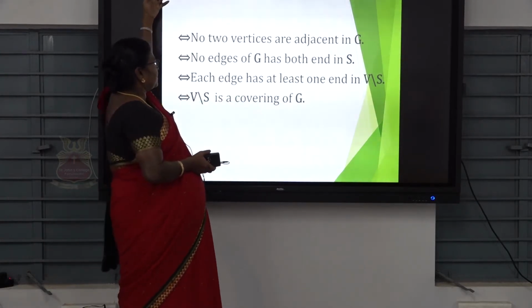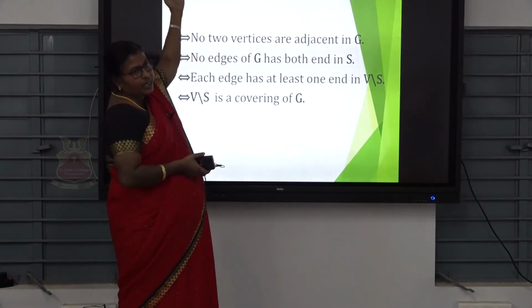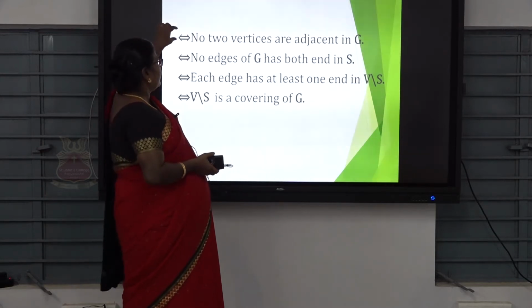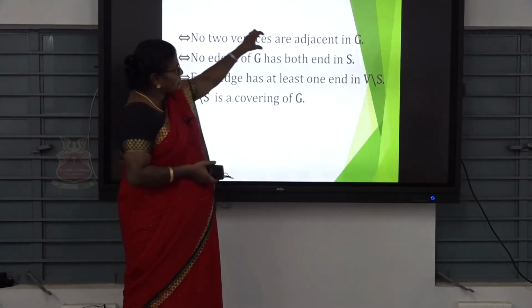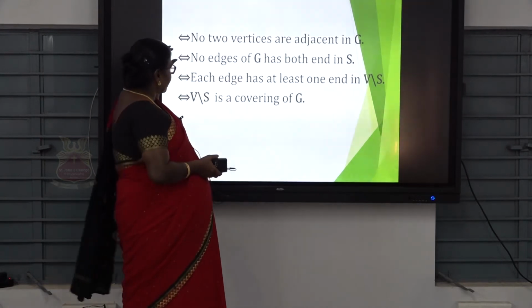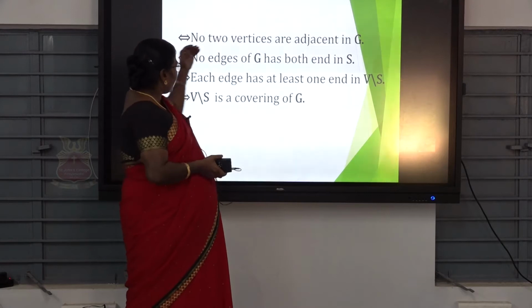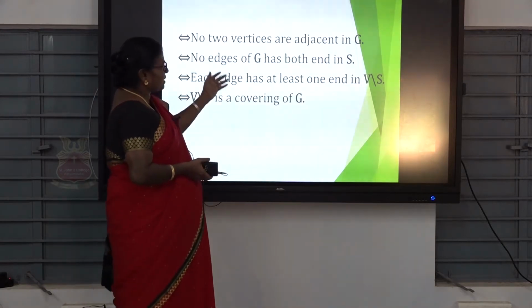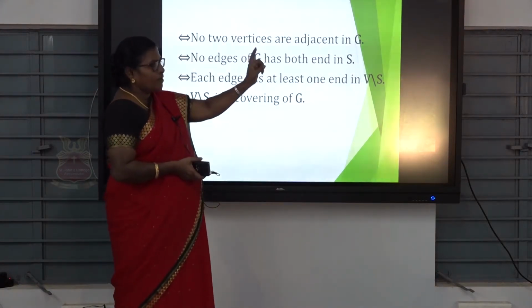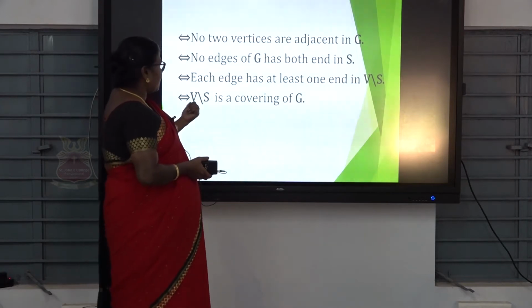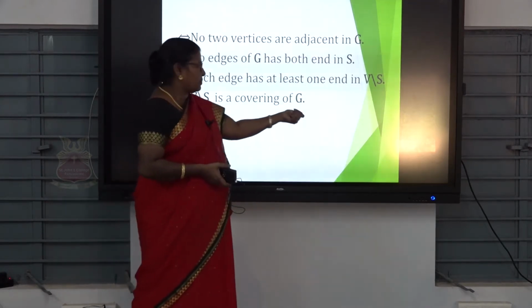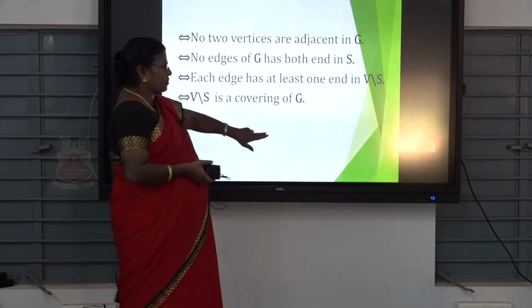So if S is a subset, if S is an independent set, that is if and only if no two vertices are adjacent in G, and if and only if no edge of G has both ends in S, and that is if and only if each edge has at least one endpoint in V minus S, that is if and only if V minus S is a covering of G. Hence the theorem is proved.